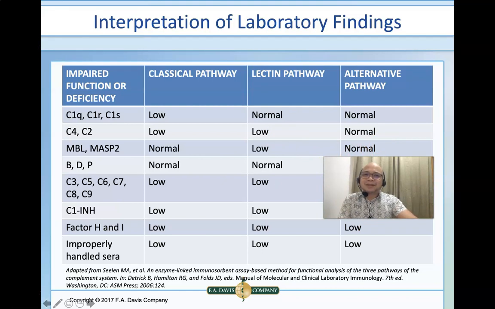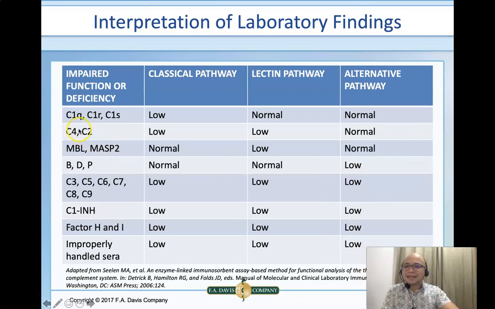In fact, we can interpret laboratory findings. For example, if C1q, C1r, C1s are low, meaning only the classical pathway is affected. Why? Because these C1 components are not found in the lectin or alternative pathway. If factor B, D, and P are low, only the alternative pathway is affected because these factors are found neither in the classical nor in the lectin pathway. If MBL and MASP2 are low, only the lectin pathway will be affected because MBL and MASP are not found in the classical or alternative pathway.